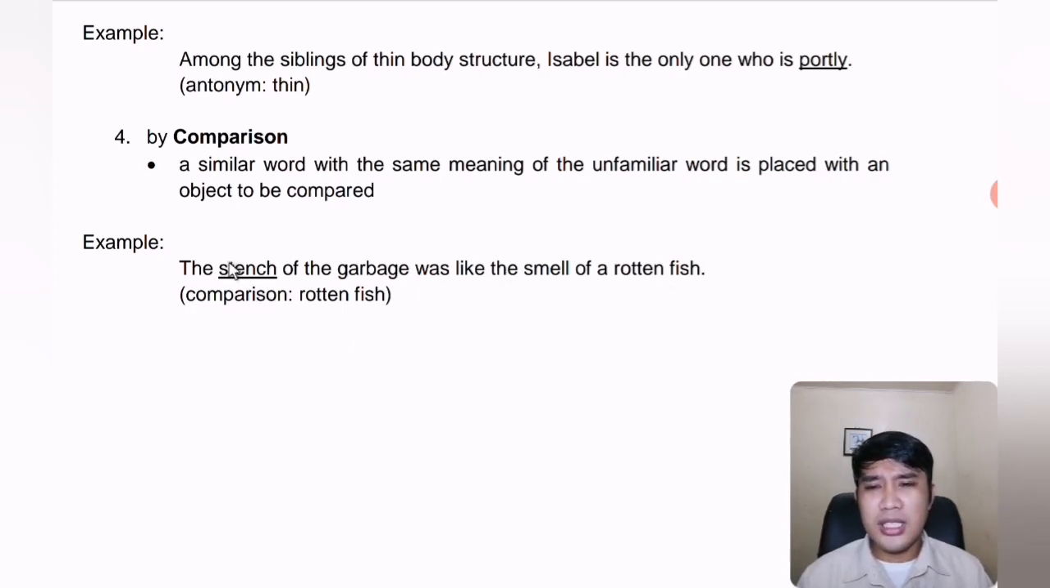Stench is the unfamiliar word. How can we learn its meaning? By the context clue. What is the word being compared to the word stench here? Yes, rotten fish. So using this comparison, we understand that the meaning of stench is something like a foul smell. Okay, smell of a garbage. So that's the meaning of the word stench. So by comparisons in the sentences, we're able to understand the meanings of words.